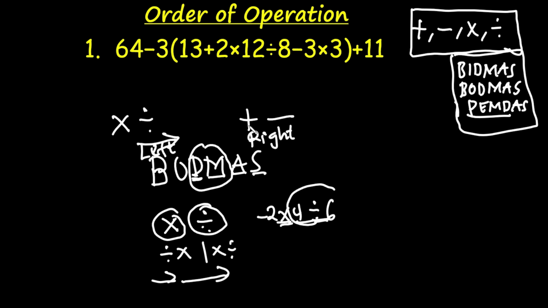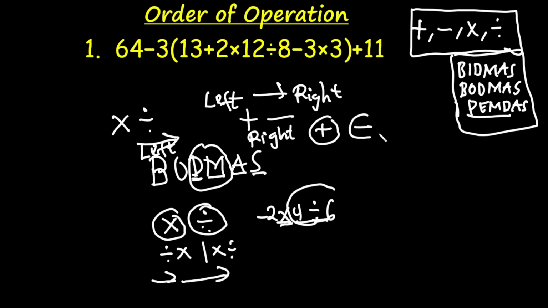The same thing applies to addition and subtraction. For addition and subtraction too, the order is from the left to the right. So when solving it, if addition comes first before subtraction, you deal with addition and then move on to the subtraction. But if subtraction comes before addition, you solve the subtraction before you move on to the addition.